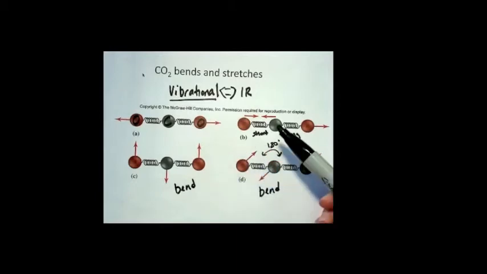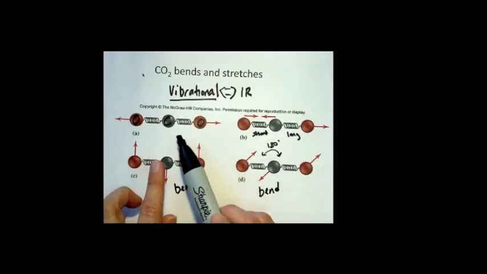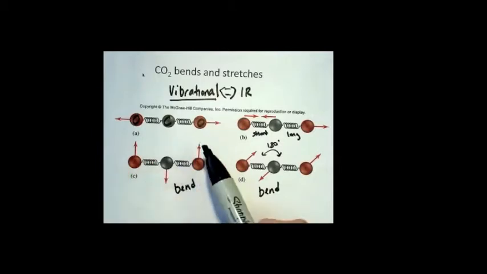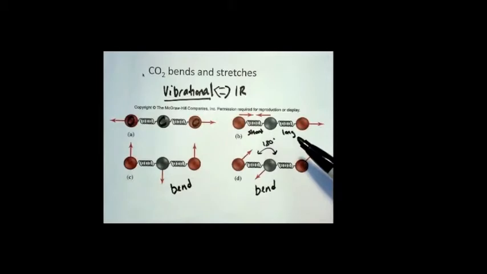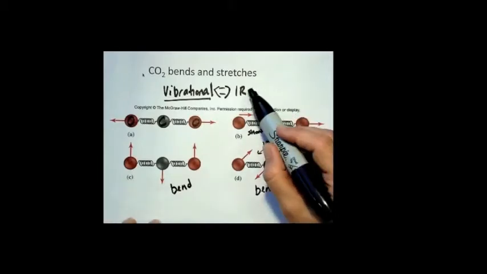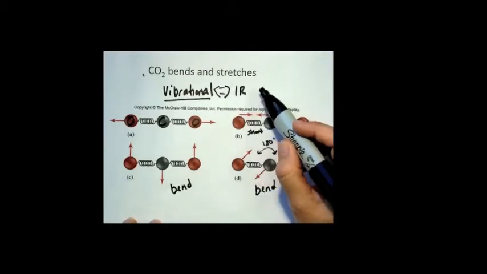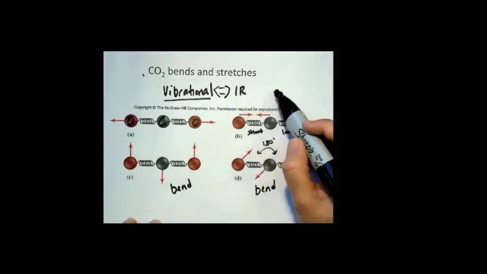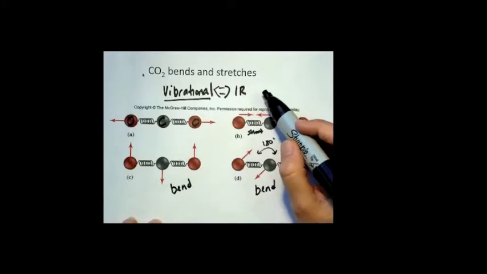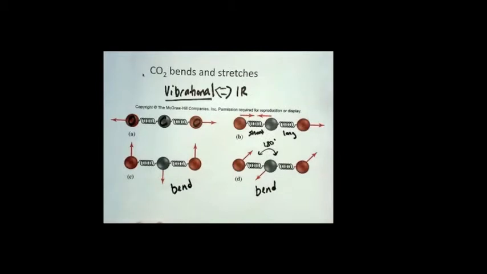And so what happens then is these stretches and bends occur at certain, precise energies, and they're unique for different bonds and different molecules. Okay, so further, remember, infrared radiation is electromagnetic radiation, and electromagnetic radiation is this movement of energy where you have oscillating electric and magnetic fields. And so that's the form of the energy.